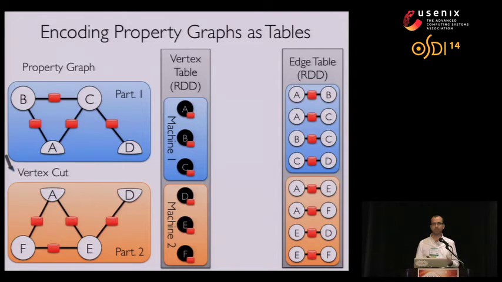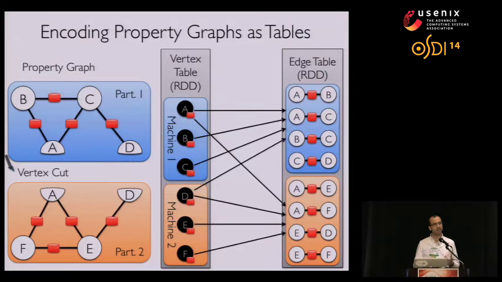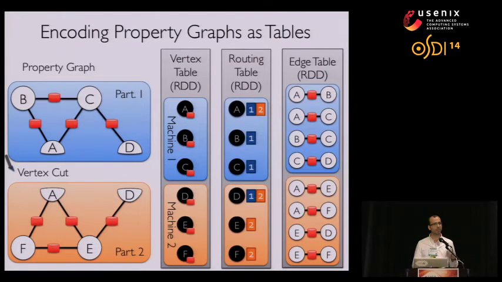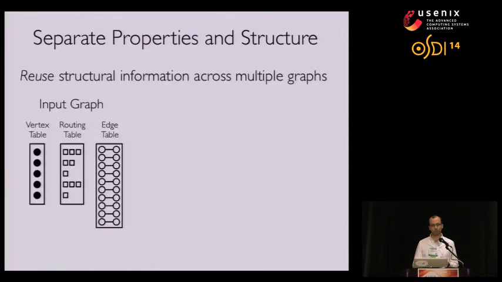Now, in order to express graph algorithms in this normalized representation, we're going to need to join the vertex properties with the edge properties. And so we're going to need to do that repeatedly. And so we're going to introduce a third table called a routing table, which is going to describe where vertex properties will need to move in order to execute these kinds of joins. Now, this normalized representation has an important property. It's going to be a key attribute of how we're able to express iterative algorithms or support multiple graphs.